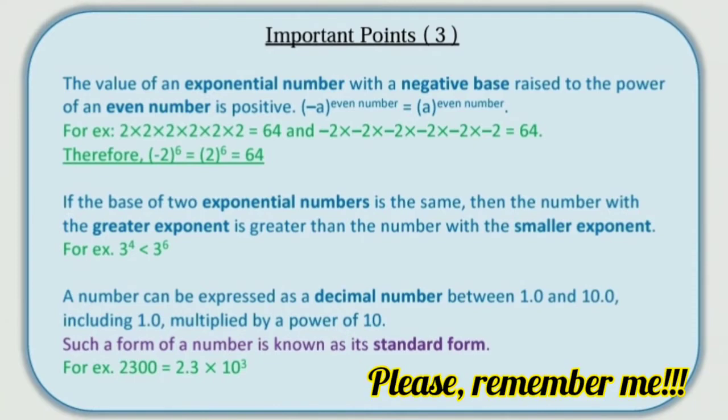If the base of two exponential numbers is the same, then the number with the greater exponent is greater than the number with the smaller exponent. For example, 3 raised to 4 is less than 3 raised to 6. A number can be expressed as a decimal number between 1.0 and 10.0, including 1, multiplied by a power of 10. Such a form of number is known as its standard form. For example, 2300 is equal to 2.3 into 10 raised to 3.